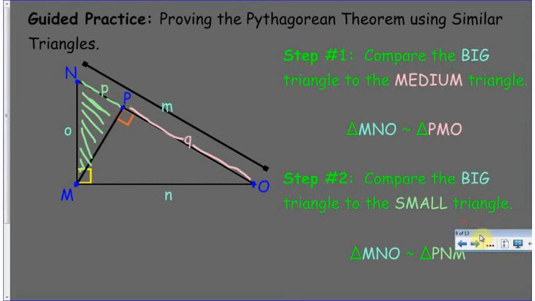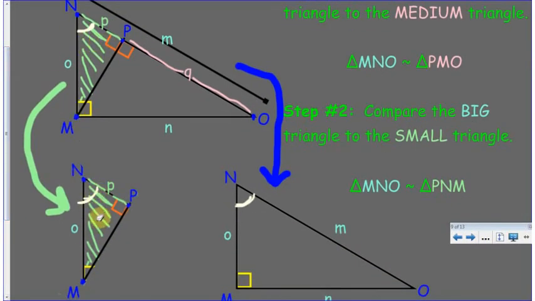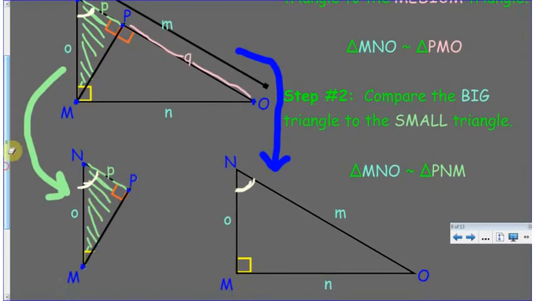But before we do that, we're now going to compare the small triangle to the big triangle. To help us, I've shaded in the small triangle, and I've done the same thing as before. I replicated the small triangle down here, and the big triangle I replicated down here. Please notice this angle here is also going to be 90 degrees.